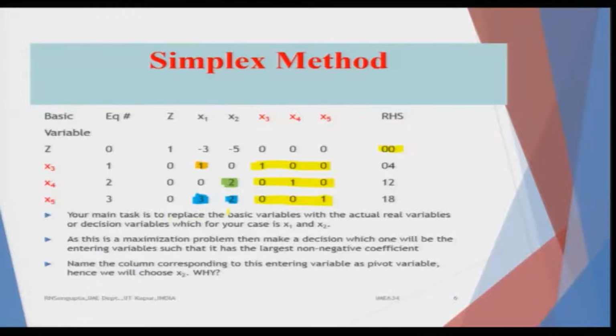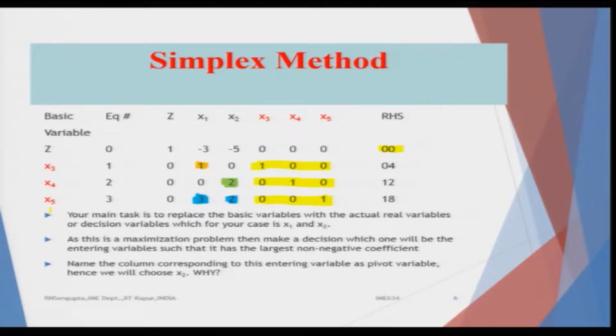Now, let us read the problem. Your main task is to replace the basic variables with the actual real variables or decision variables, which are x1 and x2, and there would be additional slack variables also. As this is a maximization problem, we should make a decision which one of the variables should leave and which one should enter. So, who are the contenders to enter? Actually, the contenders to enter are x1, x2, x3, x4, x5, and the contenders to leave are x3, x4, x5.